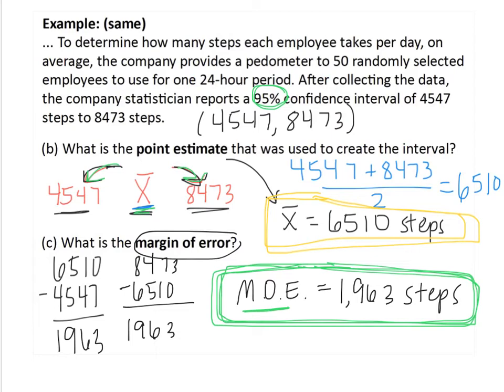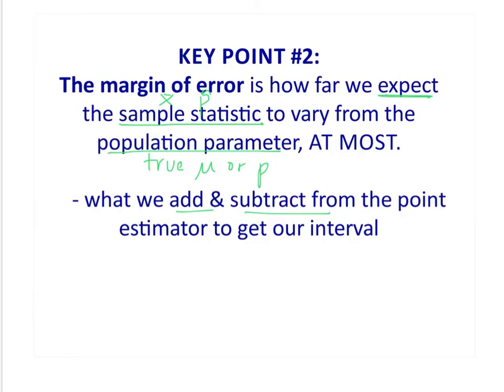They're very closely related. The real definition of the margin of error is how far we expect the sample statistic, or x bar and p hat, to vary from the population parameter. Remember, the population parameter is the true mean or true proportion. So this is saying how far can I stretch my interval? How much wiggle room can I give myself so that I'll still contain the population parameter? In practicality, it's what we add and subtract from the point estimator to get our interval.